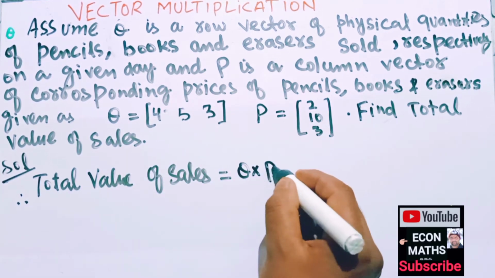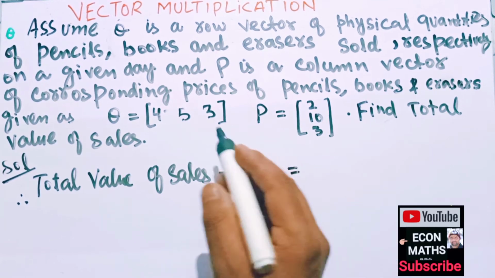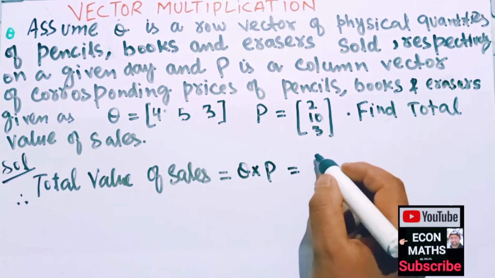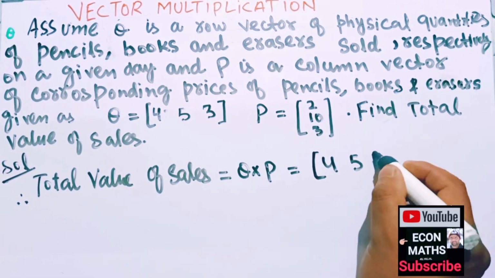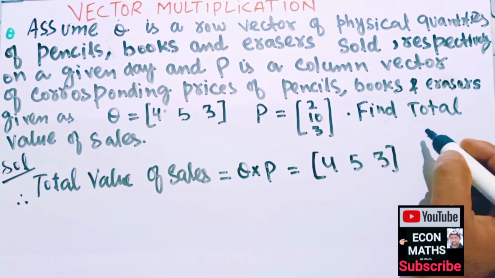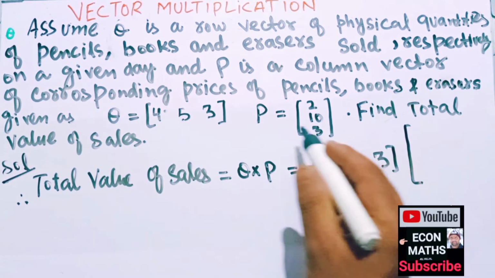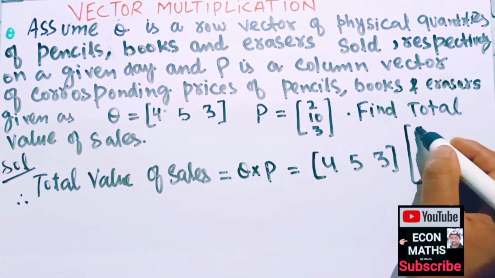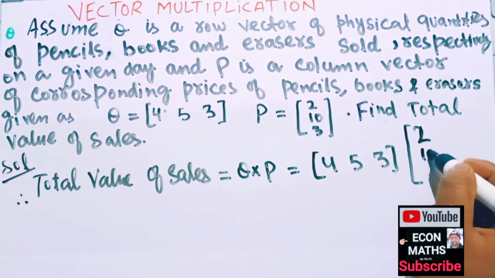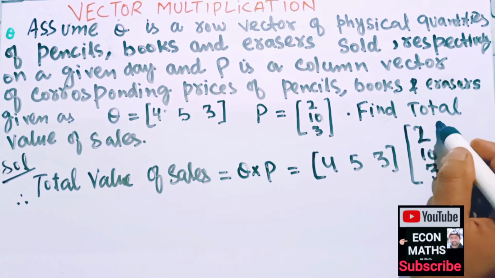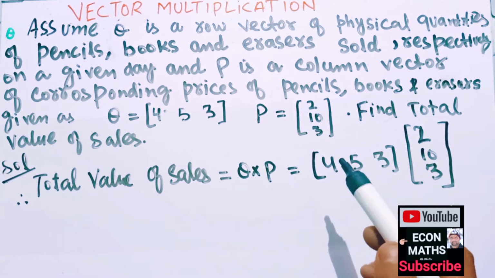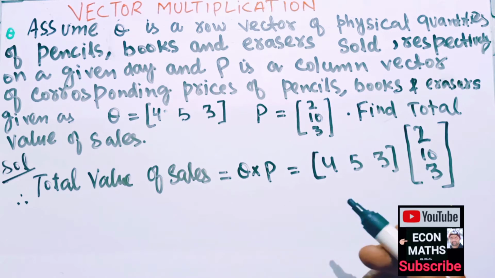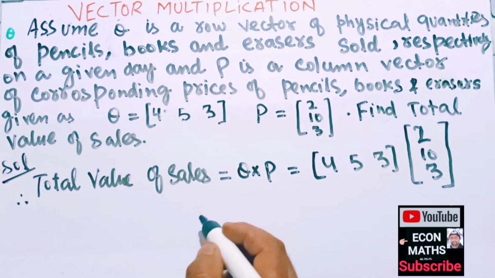Now Q is given as 4, 5, 3, and we will multiply this by P, which is 2, 10 and 3. Now we will multiply each element in the row with its corresponding element in the column, and then sum the products.